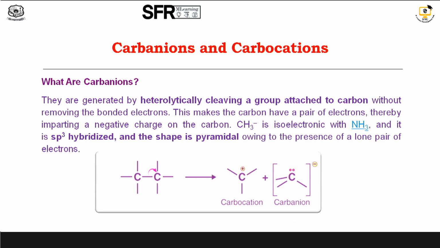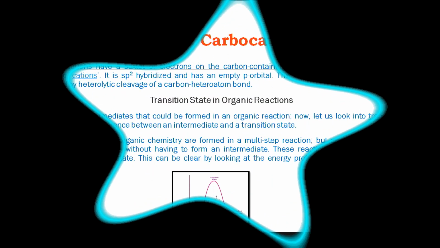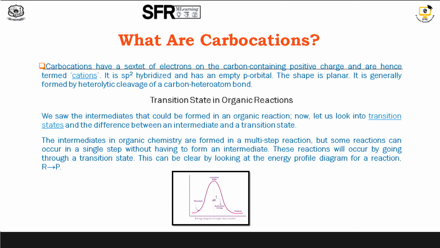And it is sp3 hybridized. If it is sp3 hybridized, the shape here is pyramidal, owing to the presence of a lone pair of electrons. So a carbanion is a negatively charged carbon species with an octet of electrons. And next we will see carbocations.